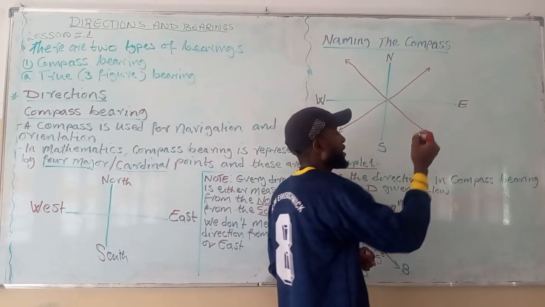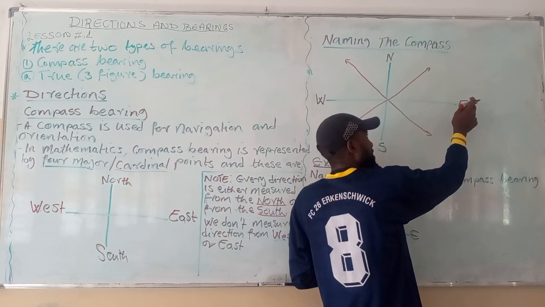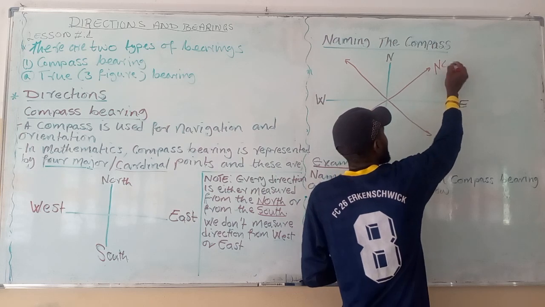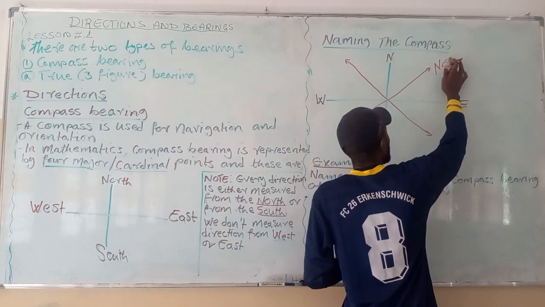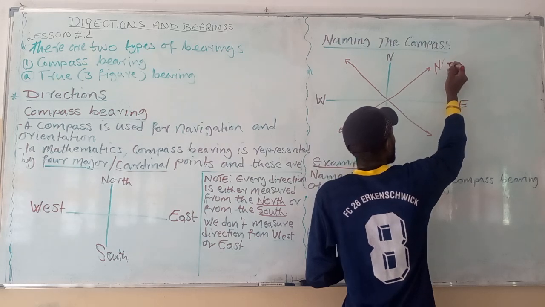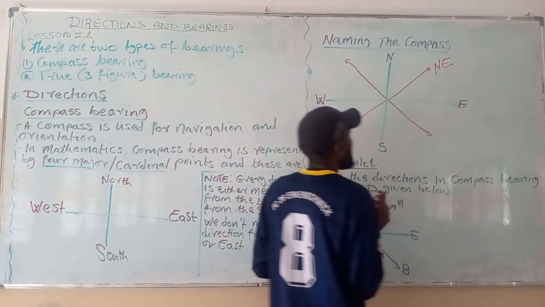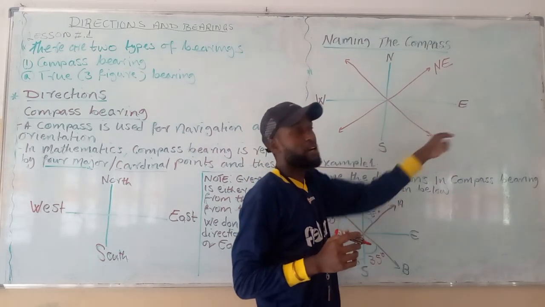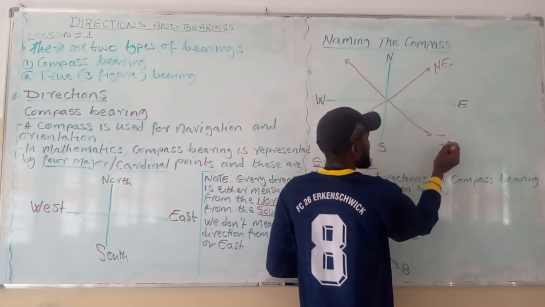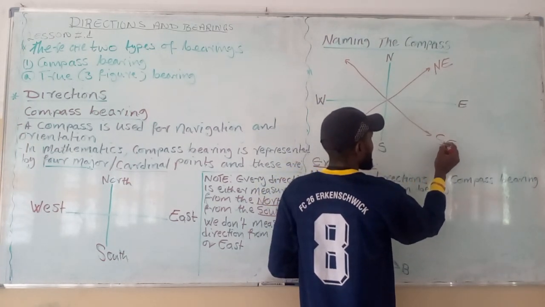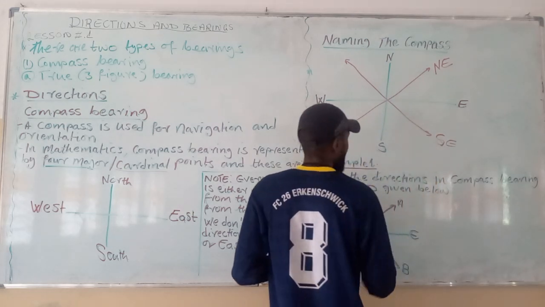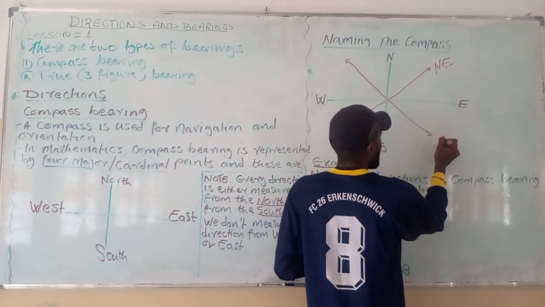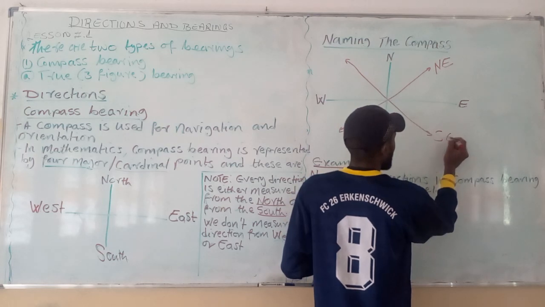You remember we cannot say east north. It's supposed to be northeast. So this direction will be north what? East. Okay? This is northeast. What about this direction? It cannot be east-south, but it will be southeast. Let me just write my S properly. So we are saying this direction will be southeast.